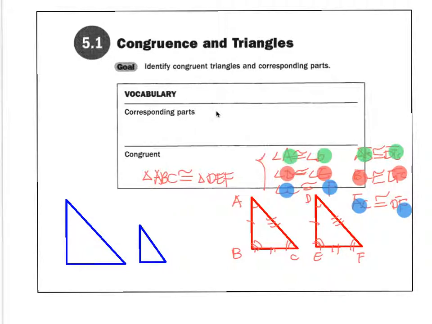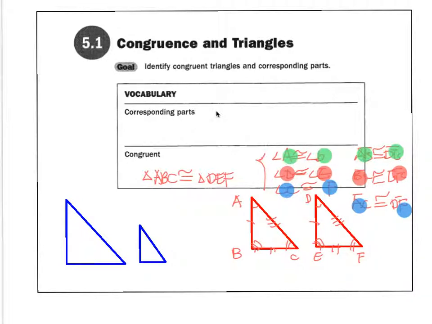So for congruent figures, we say that figures, triangles or rectangles, are congruent if all pairs of corresponding angles are congruent and all pairs of corresponding sides are congruent. That's really important. Let's look at a counterexample.